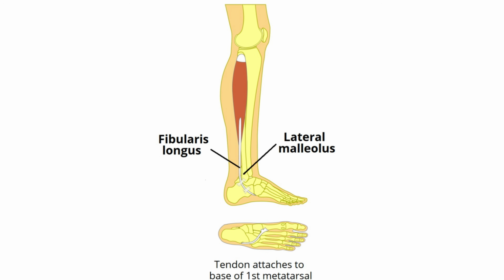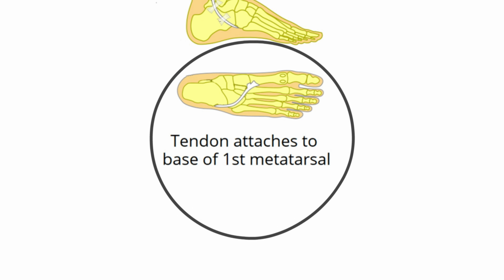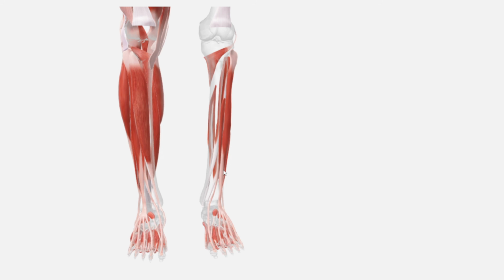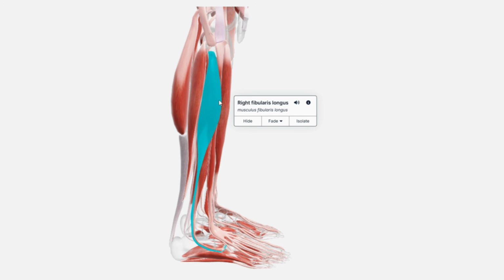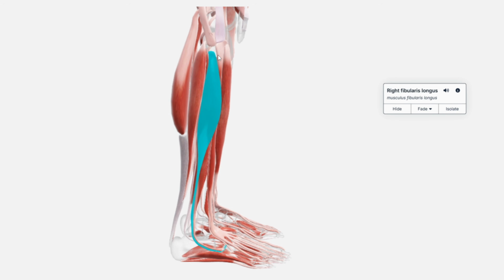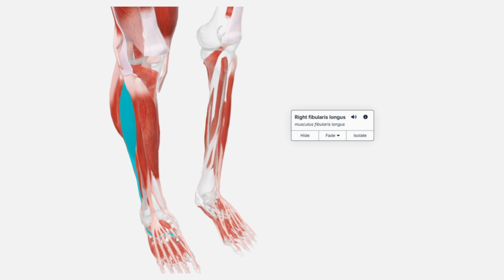First, let's have a look at the 2D image. This muscle is the fibularis longus, and it attaches to the base of the first metatarsal and the medial cuneiform like this. Let's have a look. Let's rotate the leg laterally. This is the point of origin, the superficial and the lateral aspect of the fibula. And here it attaches to the medial cuneiform and the base of the first metatarsal.